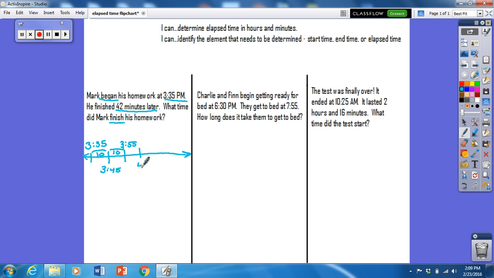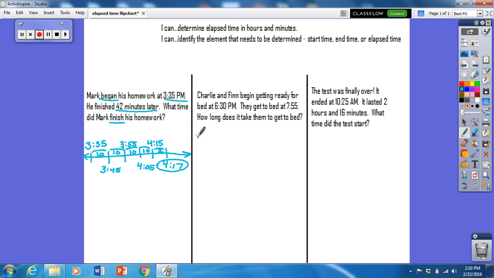And this is where we jump hours. So now we're to 4:05, because remember, there's not going to be a 3:65 because once we hit 60 minutes, we go to the next hour. So that would be 10 more minutes, still not to 42. So then it'd be 4:15, and that's 10 minutes. Now I've got 10, 20, 30, 40 of my 42 minutes. So I just need 2 more minutes, which would be 4:17. And then I just label that with my 2. So the time that he finished his homework was 4:17.